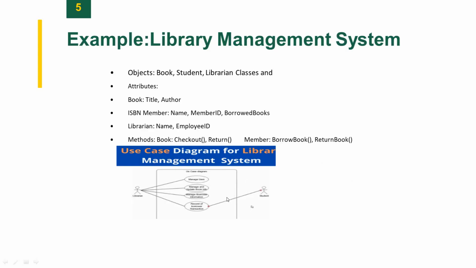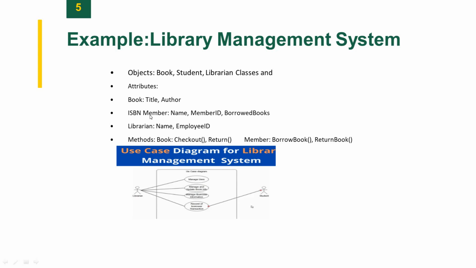Example, library management system. This is the use case diagram for the library management system. Librarian and student: the student is the user, the librarian is the actor. These two are involved in the functions and operations of the library management use case system. In this library management system, the objects are book, student, library and classes.